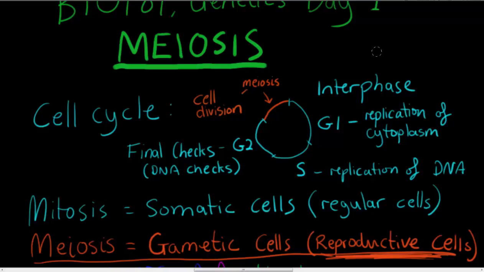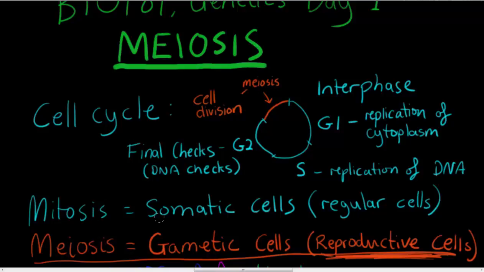So as you remember from Bio 180, we have the cell cycle. You talked about the interphase. G1 is the replication of the cytoplasm, S phase, replication of the DNA, and the G2 phase is the final checks where we check the DNA, and then we move on to mitosis. Well, in this case, we're going to talk about meiosis, some of the differences.